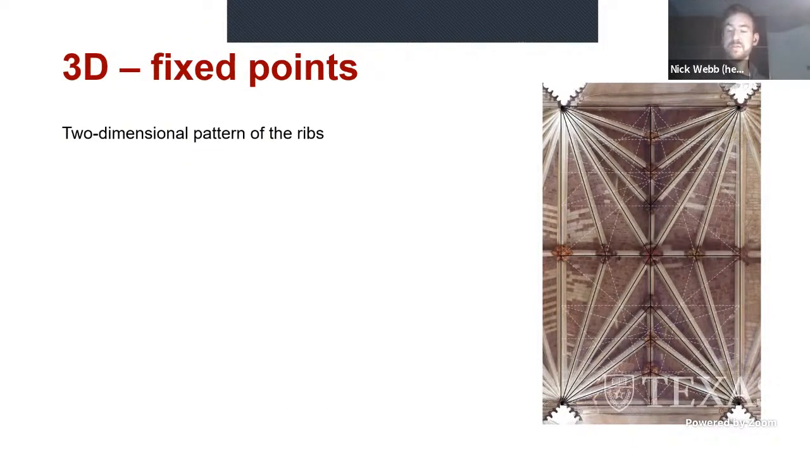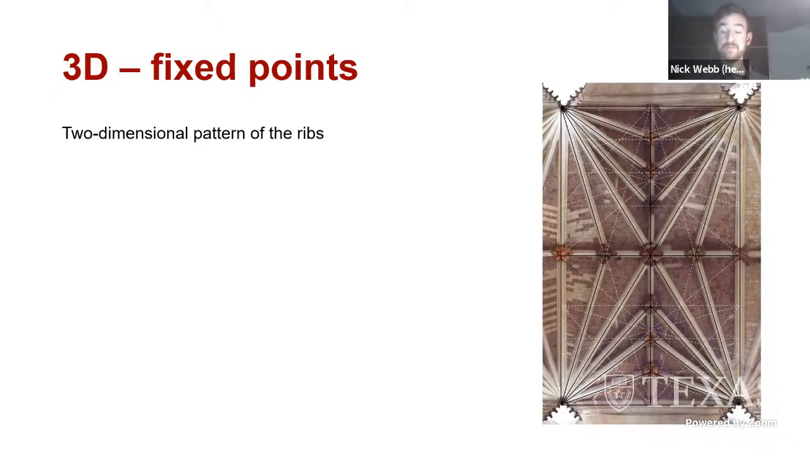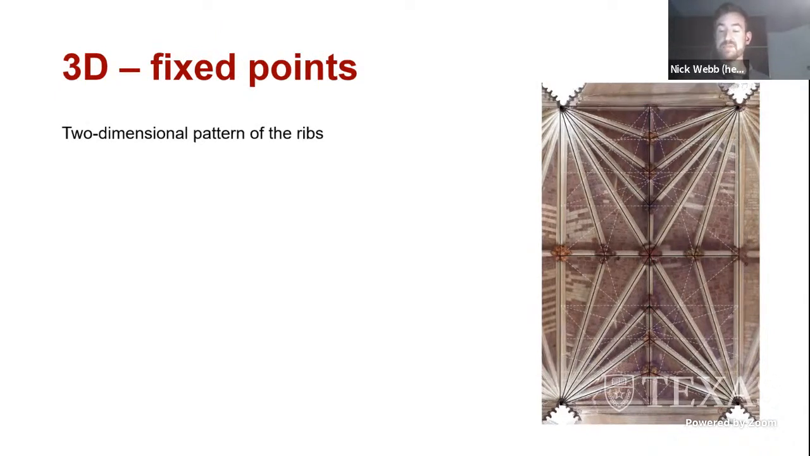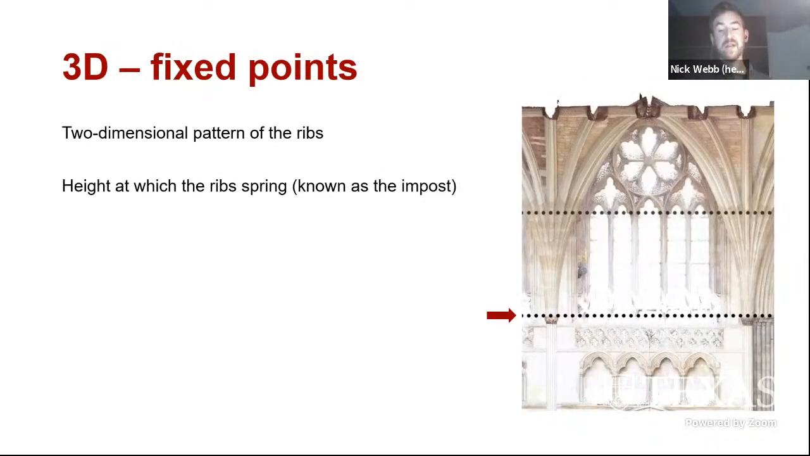So we've identified the use of many different methods to create rib curvatures in 3D. And in each of these methods, we work from the basic principle that the 3D form of the vaults of this period is dependent on 5 different factors, as demonstrated using the high vaults at Exeter. So on the screen, you'll see we have the 2-dimensional pattern of the ribs that we've already highlighted. The next factor is the height at which the ribs spring. This is known as the impost.